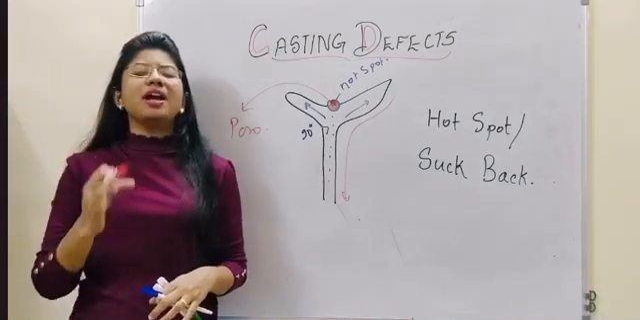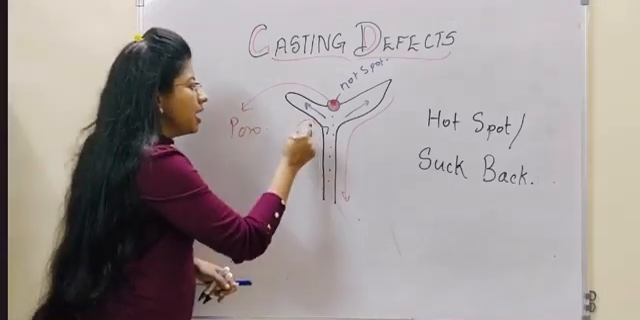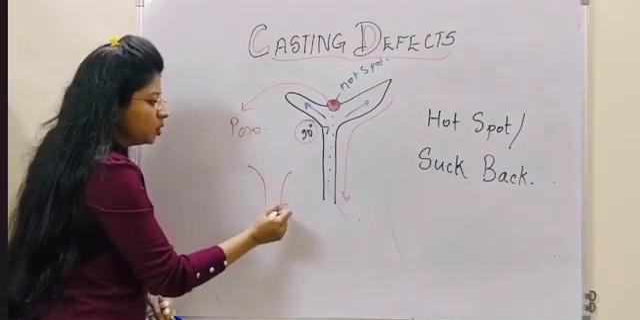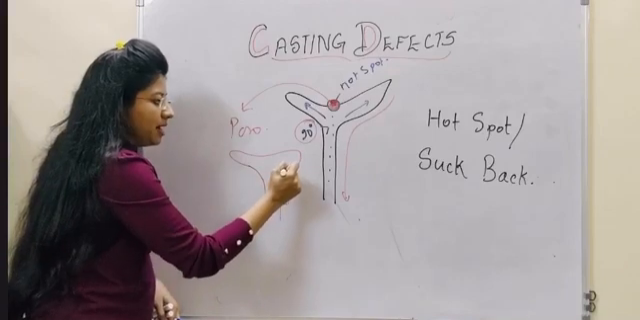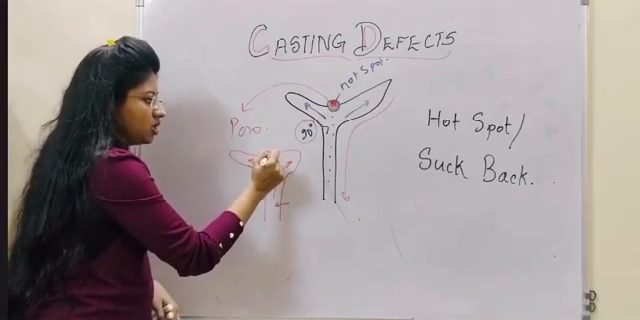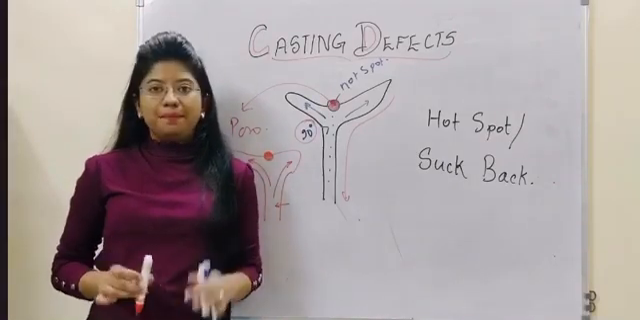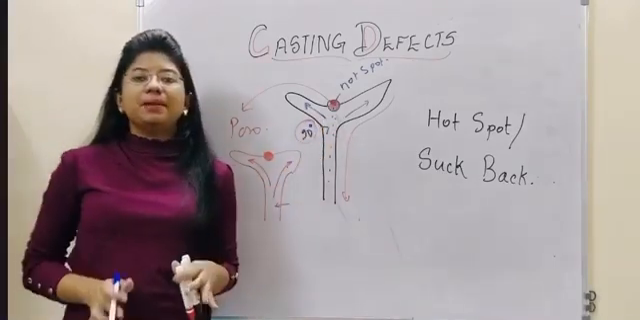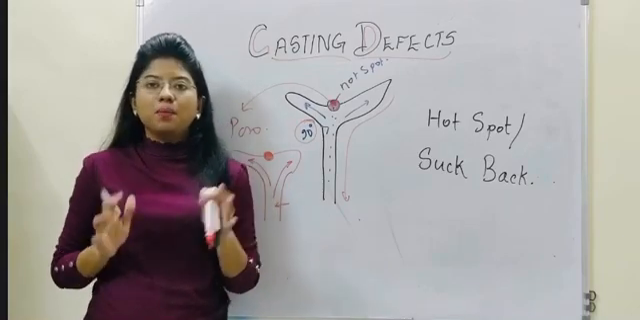How to avoid this porosity? It can be avoided by flaring the attachment of the sprue to the wax pattern. That is, when the molten metal enters, it will go in this direction instead of hitting this area. So you need to flare it. Along with that, you need to control the temperature difference between the two areas. If there is more temperature difference, there will be creation of a hot spot, which results in porosity.